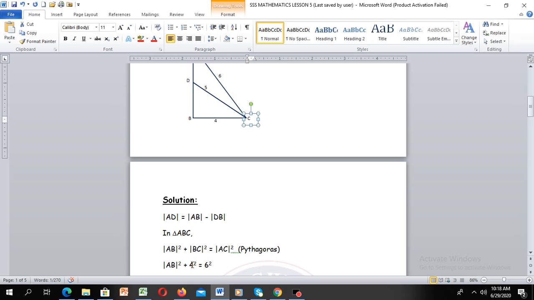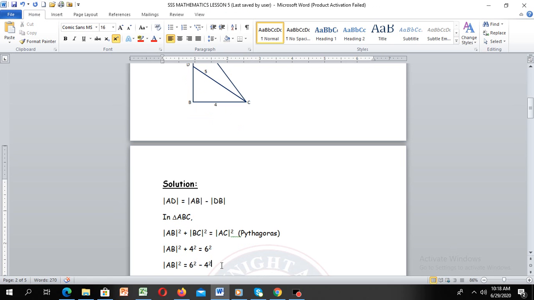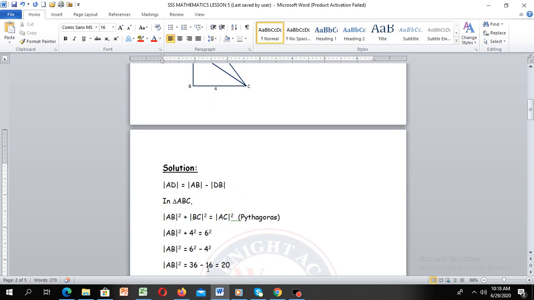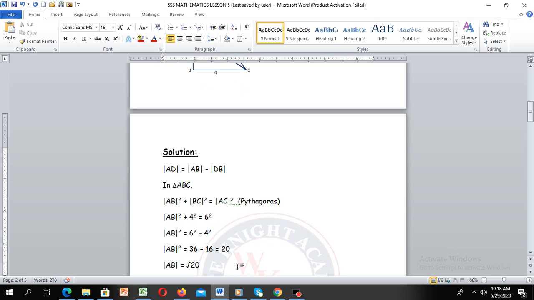So we substitute 4 in place of BC, and AC is 6 units. That means that AB squared plus 4 squared is equal to 6 squared. Going a step further, we bring 4 squared to the other side. We call it collect like terms. So AB squared will be equal to 6 squared minus 4 squared. To evaluate, 6 squared is 36, 4 squared is 16. So AB squared is equal to 36 minus 16, which is equal to 20. Since we are looking for side AB, we take the square root of both sides, and AB will be equal to square root of 20.